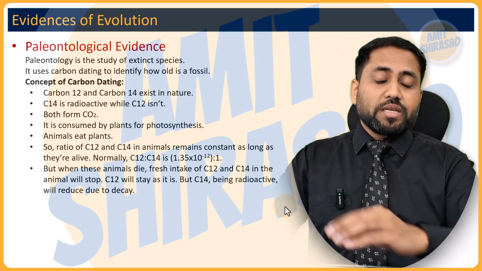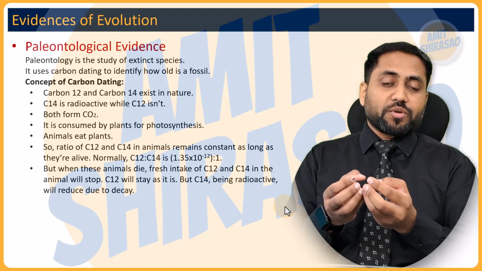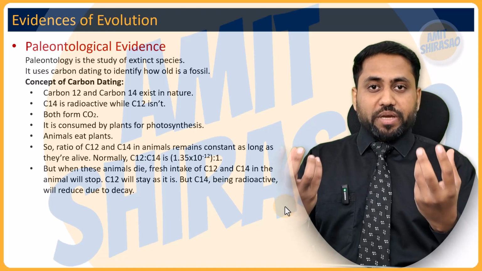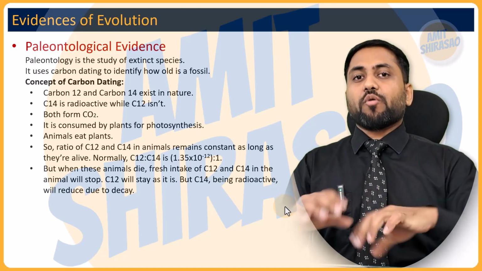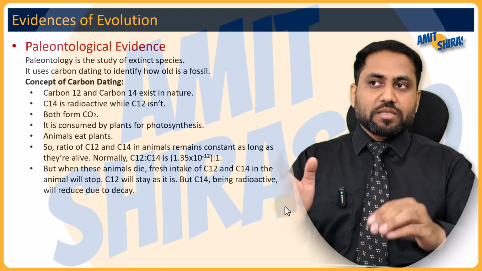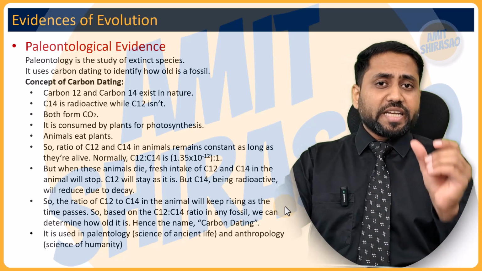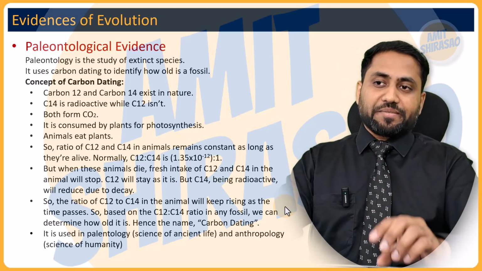And this is very important, because now what we'll do is, whatever fossil we got, we will see the proportion of carbon 12 and carbon 14 in it, and based on how much carbon 14 has degenerated, we can determine how old that fossil is. And this is called the carbon dating technique, because we are dating a fossil, how old this fossil is, based on the carbon content inside it.